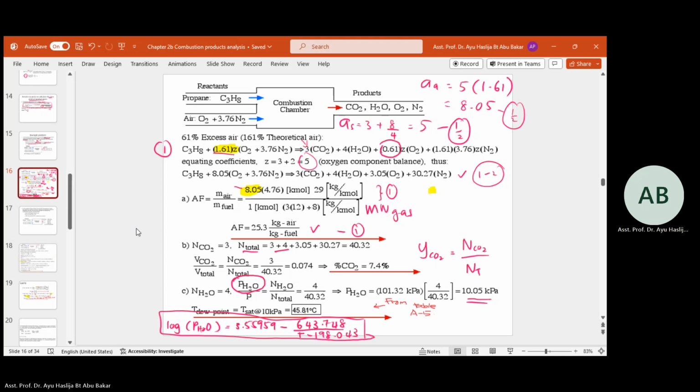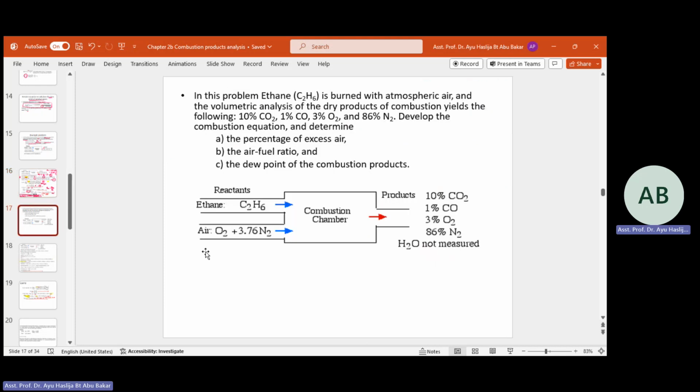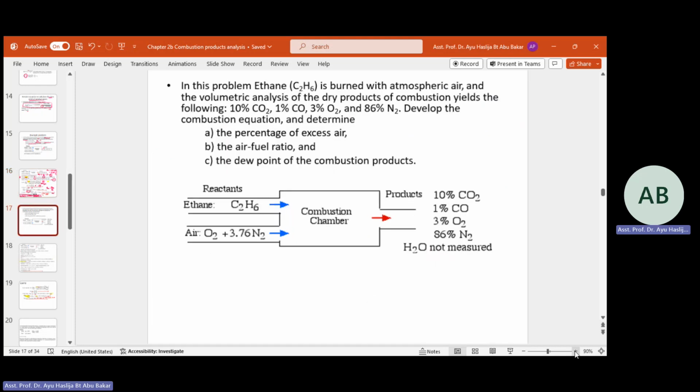Okay. So last class was about airflow calculation and also the dew point temperature. Okay. So today we proceed with another example.